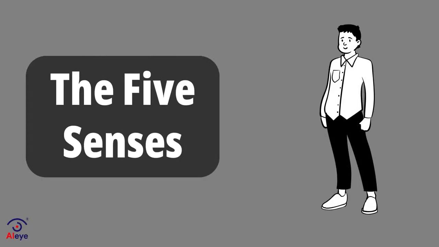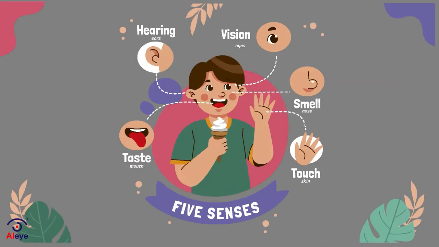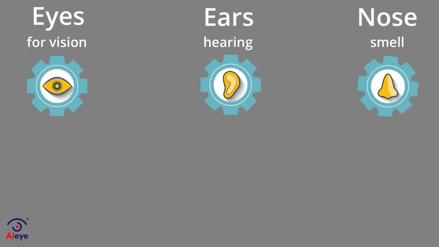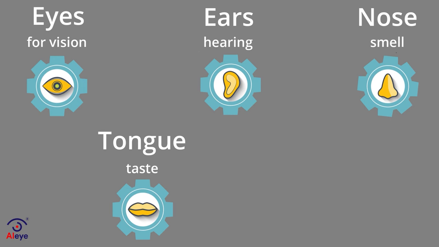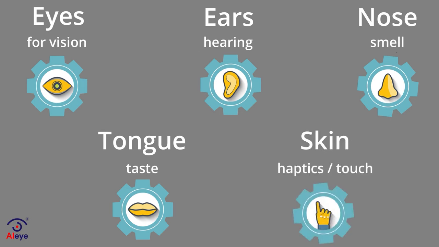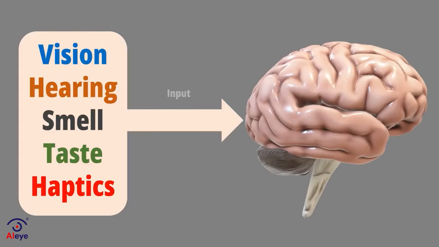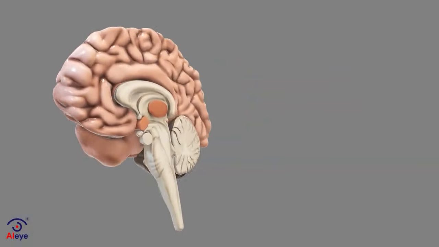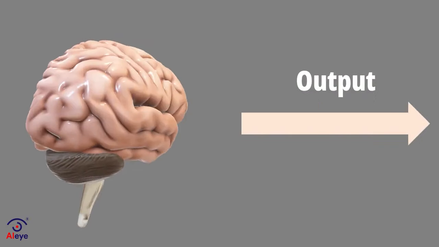Five senses. Information to the brain comes from the five senses humans have. They are: eyes for vision, ears for hearing or audition, nose for smell, tongue for taste, skin for haptics or touch, as well as temperature and humidity, etc. This information is the input to the brain. The brain processes the information, makes decisions and recommends actions. These decisions are the outputs.